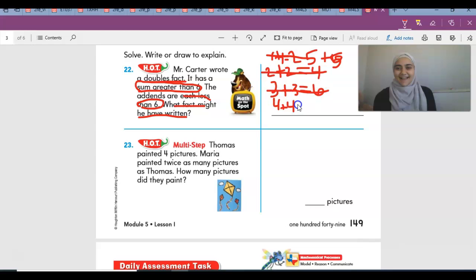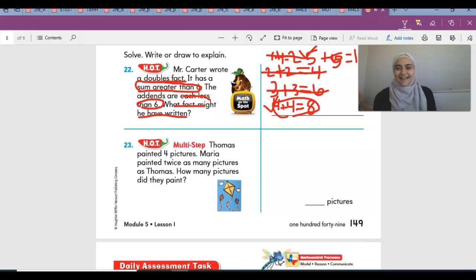Cross that out. How about 4? What's 4 plus 4? 8. Is 8 bigger than 6? Yes. How about 5 plus 5? Is 10 bigger than 6? Yes. So what two facts could he have written? He could have written 4 plus 4 equals 8, and he could have written 5 plus 5 equals 10. You have to write this down, guys, okay? And probably neater than I have, because again, I'm writing with a mouse, you have a pencil. So make sure you're writing this down.